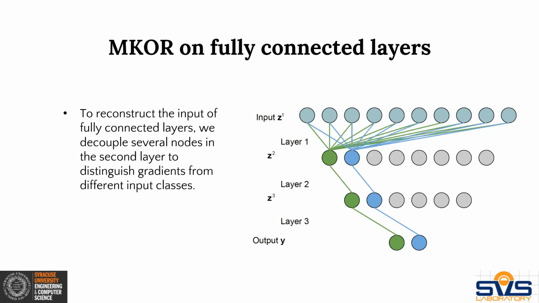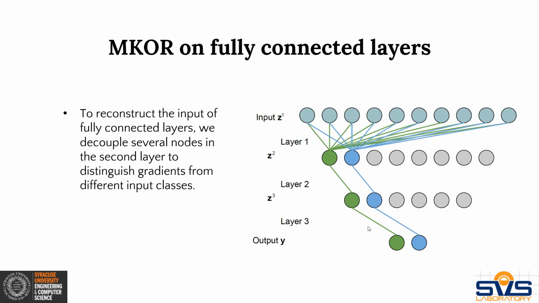Then I will intuitively explain how MKOR works, and please see our paper for more details, or email me. The easy case of the network is that there are only fully connected layers. To reconstruct the input of the network from the gradients, we want to decouple several nodes in the second layer. That is to say, during the backpropagation, the weight in the first layer to each node is only involved on the samples from one class.